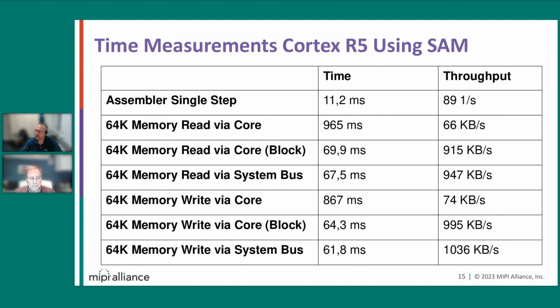And also when we read the memory via the core without the blocks, there are more error checks. So usually this is probably more a scenario for emulation, because then the core runs slow and the debugger can issue a new transaction very quickly, and then probably you need to read memory word by word and check all the status registers.